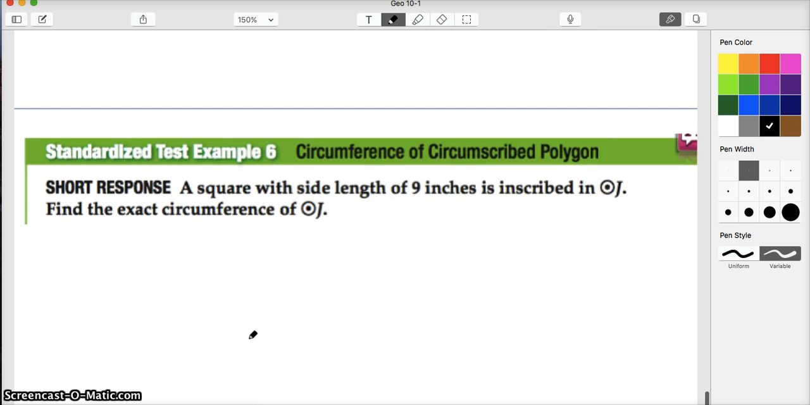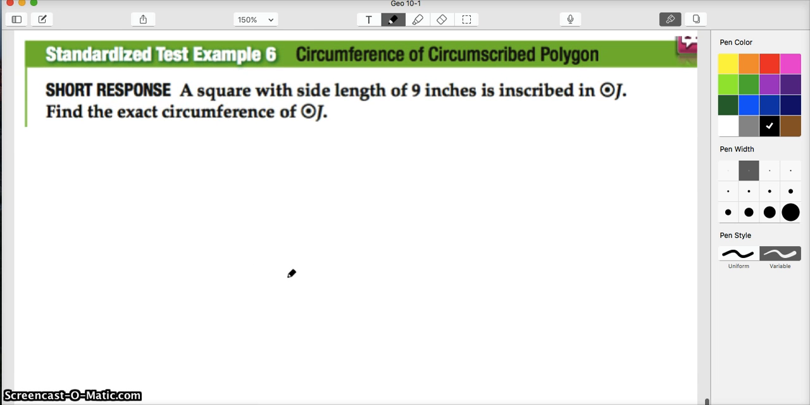And I think this is our last example. It's a standardized test, kind of a short response. So we got to process through a little bit, but that's okay. So the circumference of a circumscribed polygon. So remember, inscribed means that it's inside. Circumscribed is going to mean that it's going to be outside.